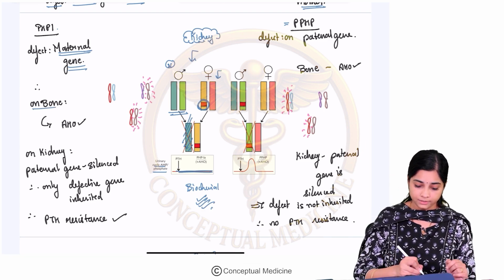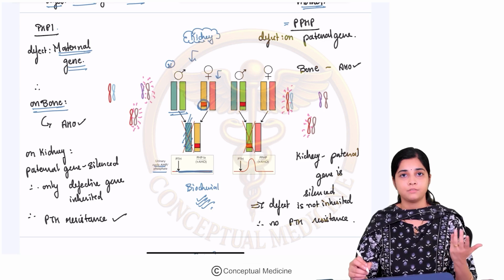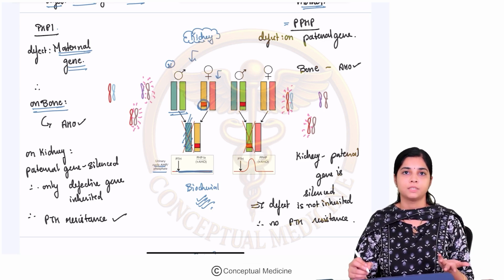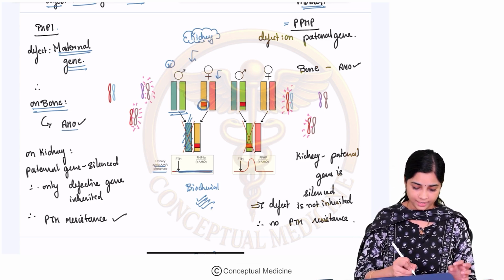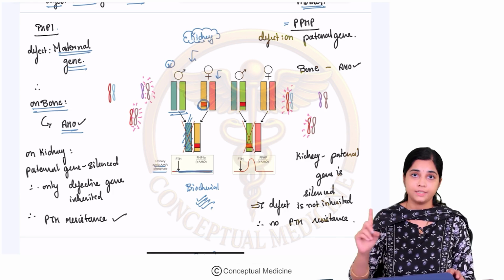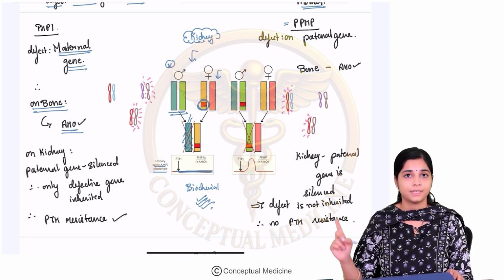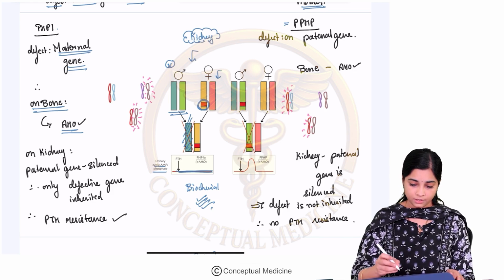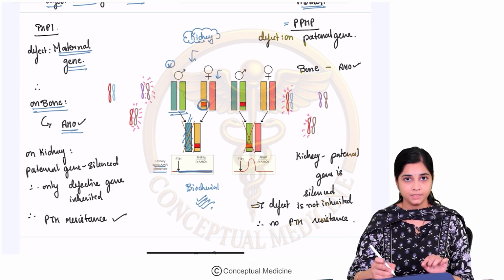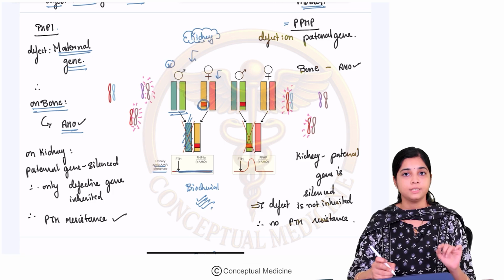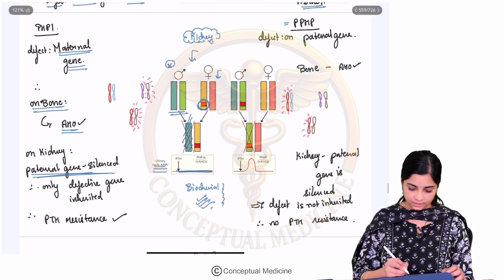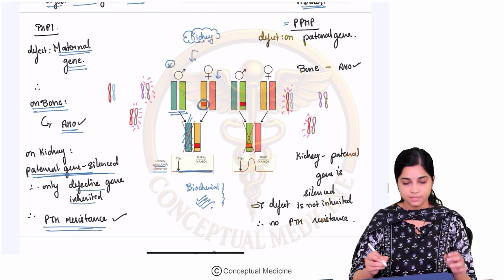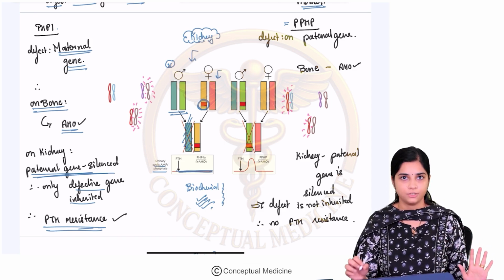In the bone, what happens? Irrespective of whether you get it from your father or from your mother, if one allele is affected, you will have AHO phenotype, correct? So you will have AHO phenotype. Okay, so this is very clear about pseudo-hypoparathyroidism type 1. So here, as you can see, the defect is obtained from the maternal gene, and because it is obtained from the maternal gene in the kidney, you have the biochemical problems, and the paternal gene is silenced normally itself. So only the defective gene is inherited and PTH resistance is there, and you will have an AHO phenotype.